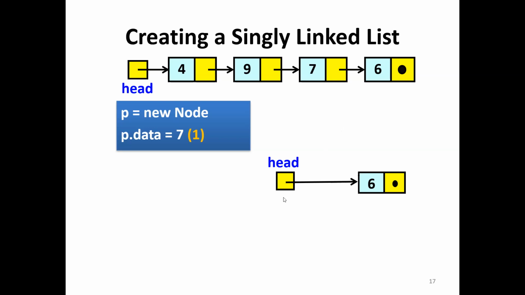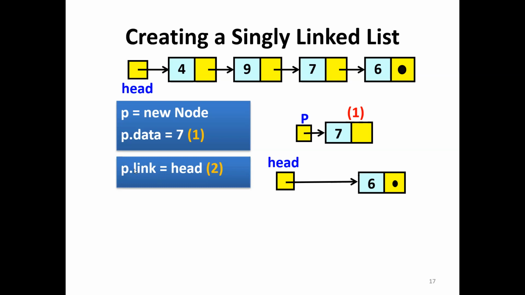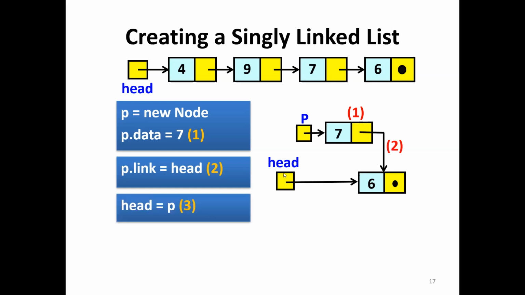But at the moment, the link that is pointing to this node is in head. So how do we retrieve the link that is pointing to this node from head? We can do that by saying that p.link is equal to head. What it means is that we have moved the link from here to p.link, which is this place. And invariably, this link is now pointing to the address of this node.